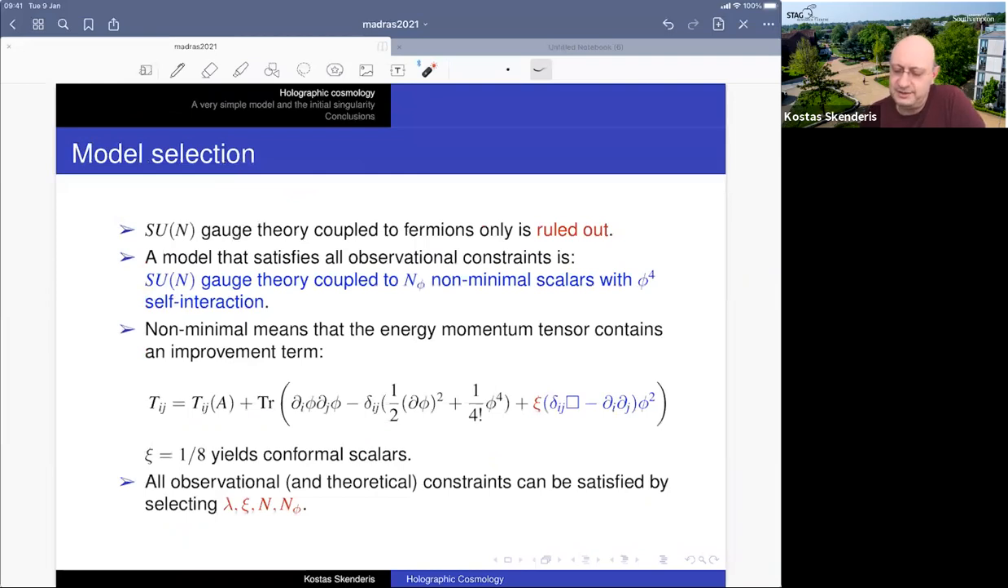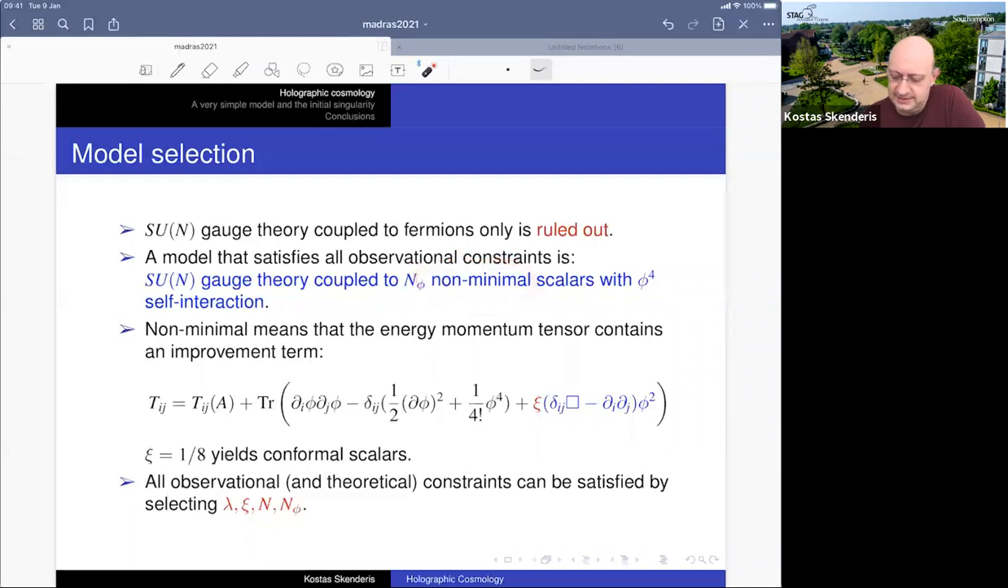For example, one can show that SU(N) theory coupled to fermions only is ruled out, is not consistent with the data. So this holographic theory should be, in a sense, purely bosonic, or I should only have a relatively small number of fermions relative to bosons. And a model that satisfies all observational constraints is SU(N) gauge theory coupled to a number of non-minimal scalars with a φ⁴ interaction.